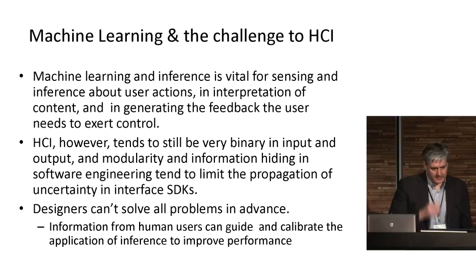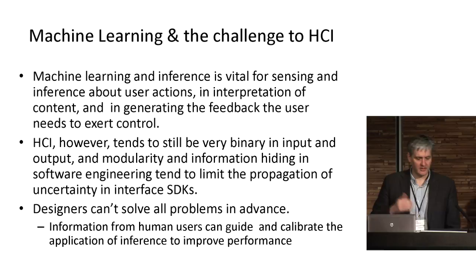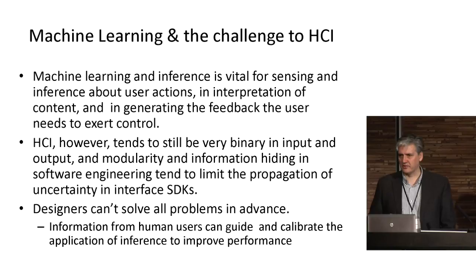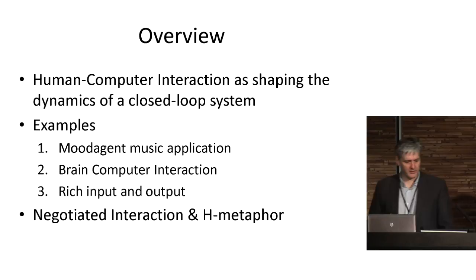Okay, so machine learning and inference is vital for sensing and inference about user actions, interpreting the content, so looking at images or music and understanding that, and generating the feedback the user needs to exert the control. But so far, HCI has been pretty binary in its input and output, and it's got information hiding, so it's not propagating uncertainty to other levels of the system. But designers can't solve all these things in advance. You're going to need to have some automated guesses and the human helping them to say what's actually right. So we're going to look at some examples, brain-computer interaction, music applications, and rich touch. And also look at how computers should share responsibility with the human.